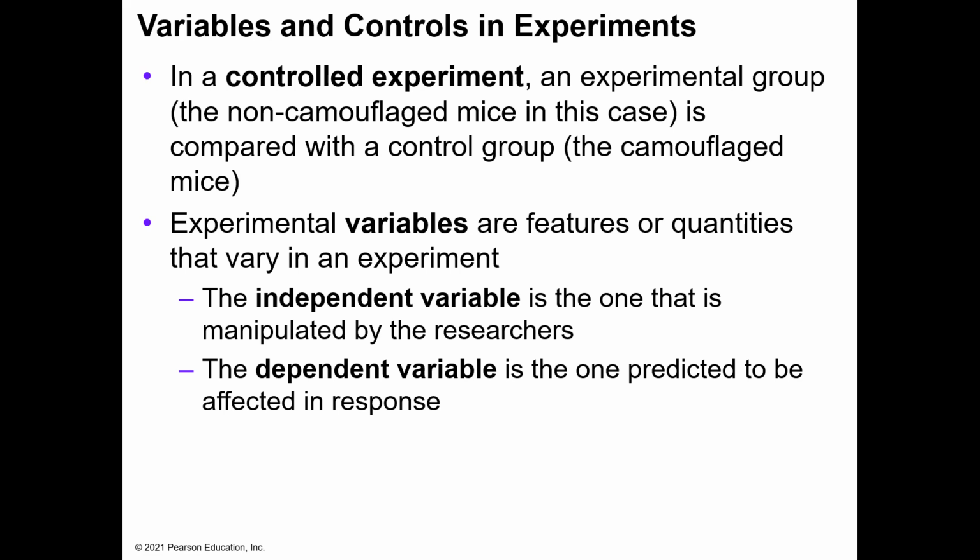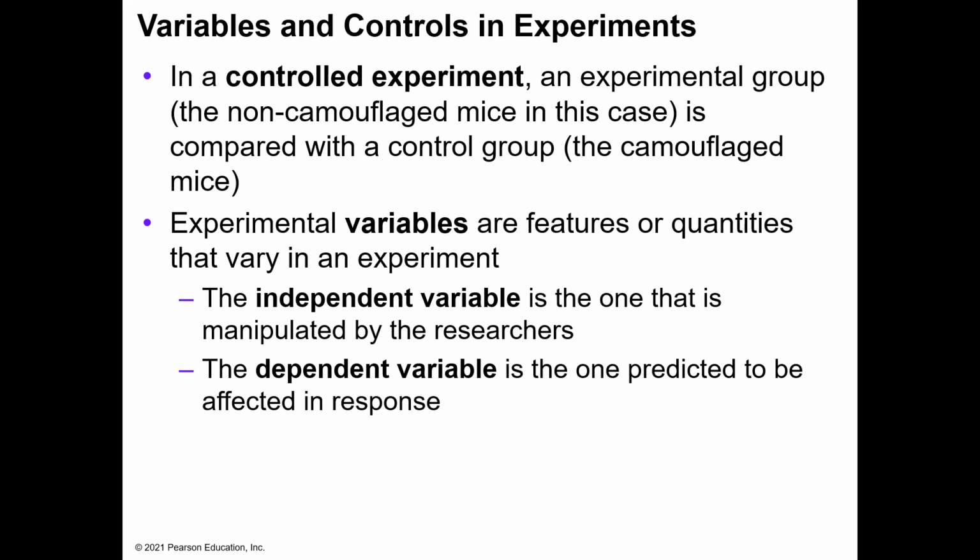Experimental variables are features or quantities that vary in an experiment. There's the independent variable and the dependent variable. The independent variable is the one that is usually manipulated by the researchers. It's independent of what's being observed.